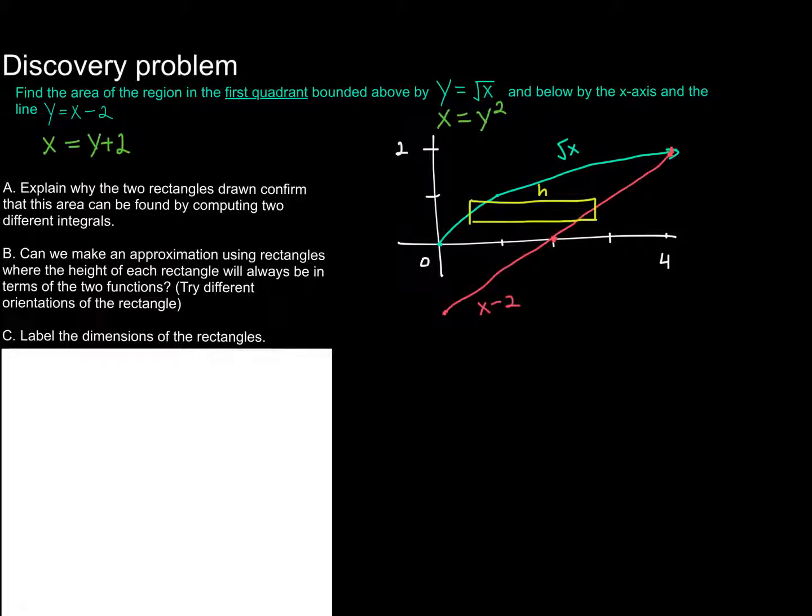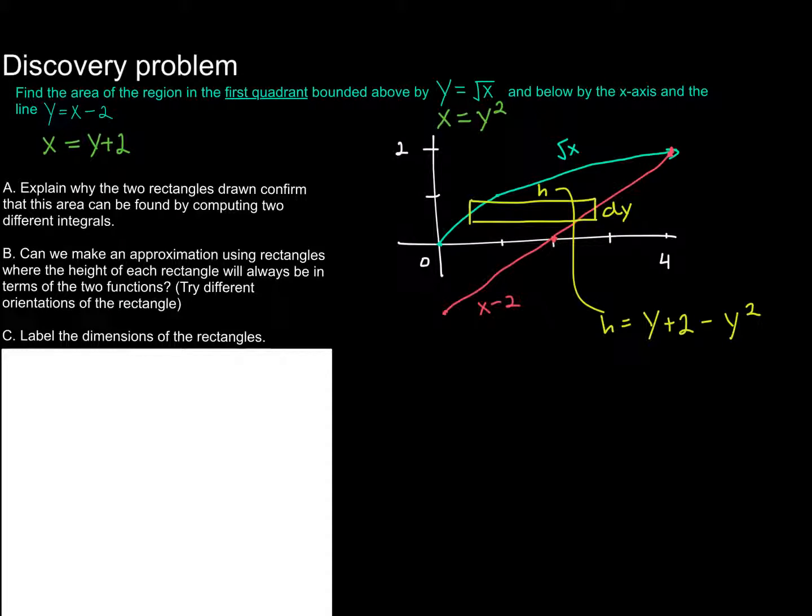And so now I can compute the height of these rectangles easily. Remember, it's going to be the x value of my red function minus the x value of my green function. So the height will simply be y plus 2 minus y squared. And this should give you a hint as to what this dimension here is going to be. Since I'm moving along the y-axis now, this base here is going to be determined by how many rectangles I have. So when I get to infinitely many rectangles, this change in y, because it'll be a small change in the y-axis, is simply going to be an infinitesimally small change in y, or dy.